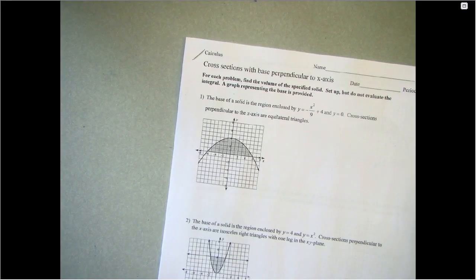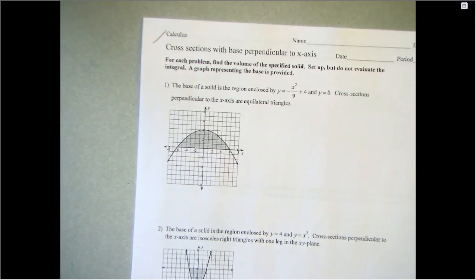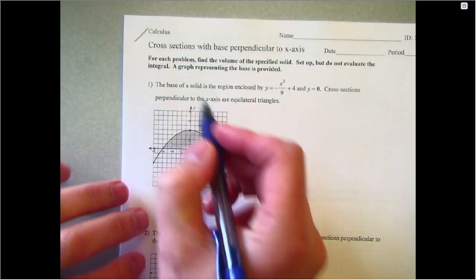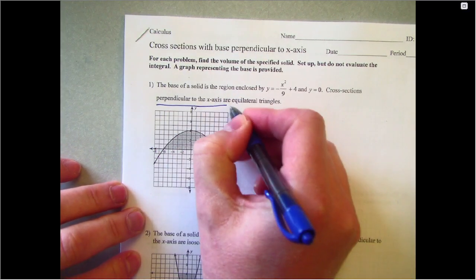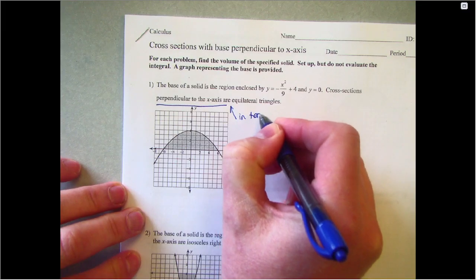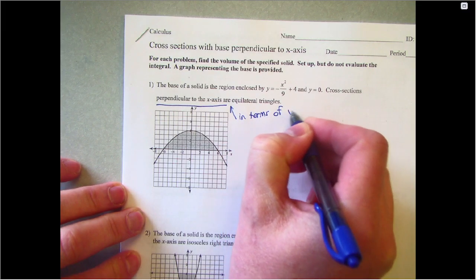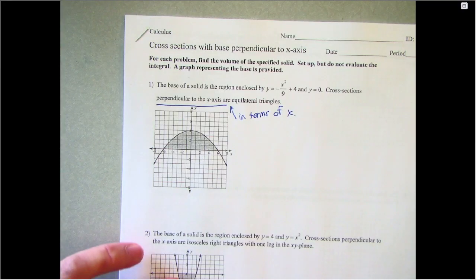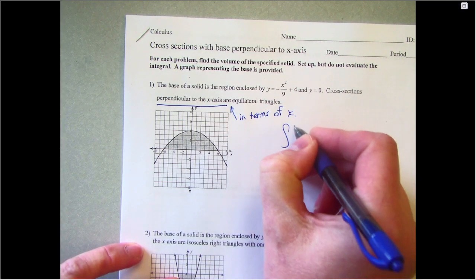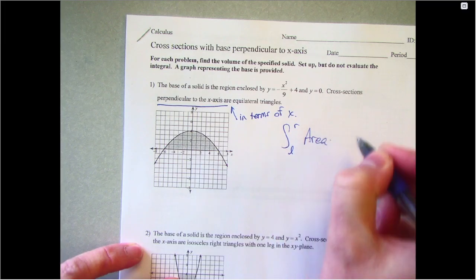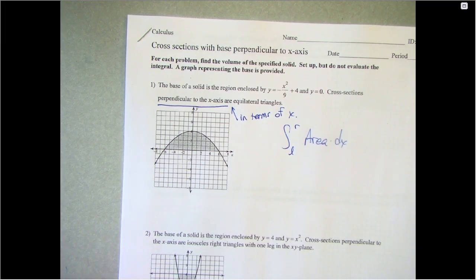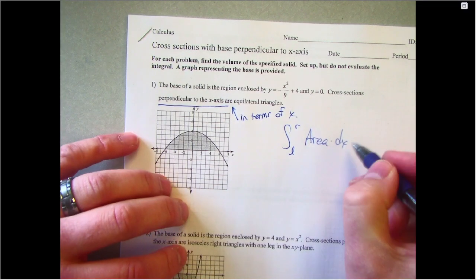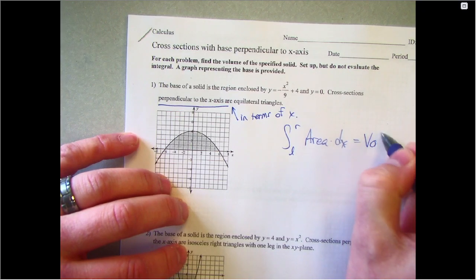Let's do number 1. Cross sections perpendicular to the x-axis. That tells us we're going to be in terms of x. So I'm going to have the left, the right, and then I'm going to integrate the area times dx. Everything's going to be an x value. And the integral of area is volume.